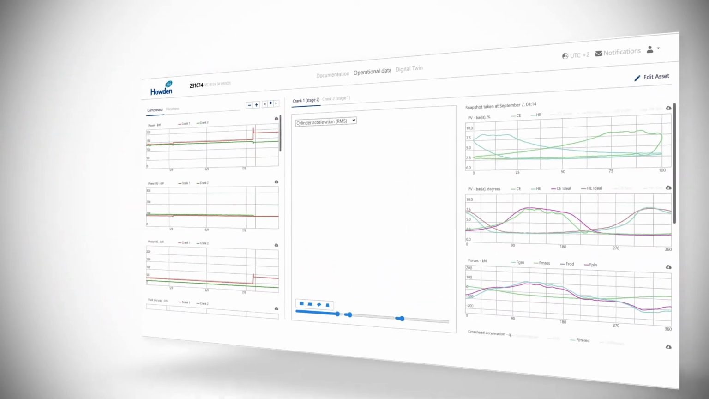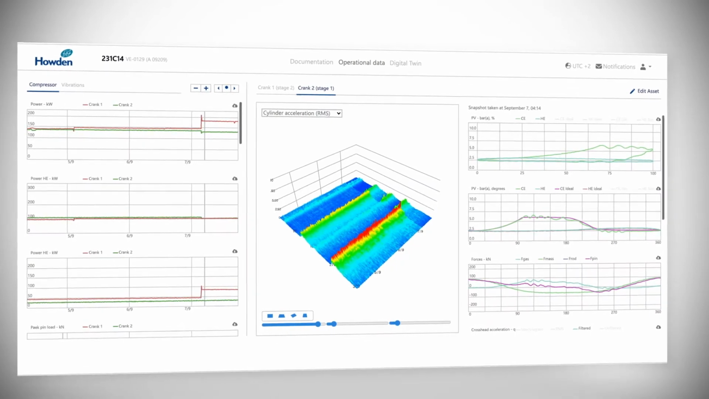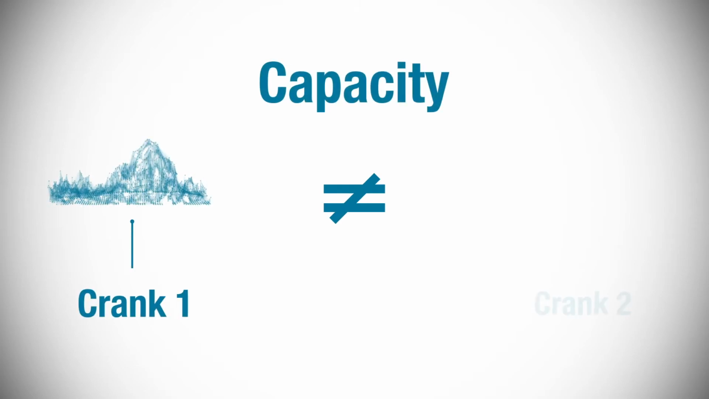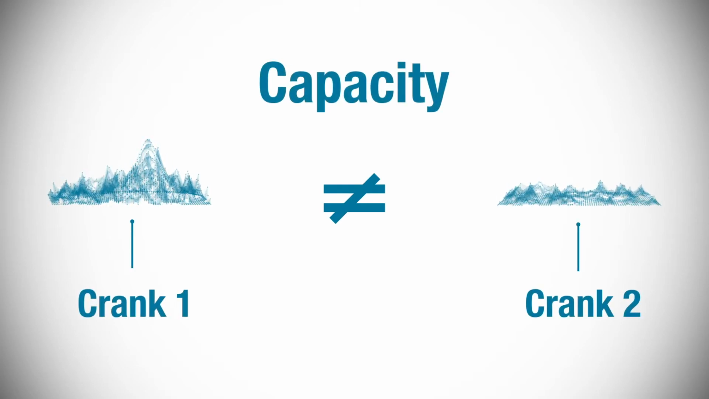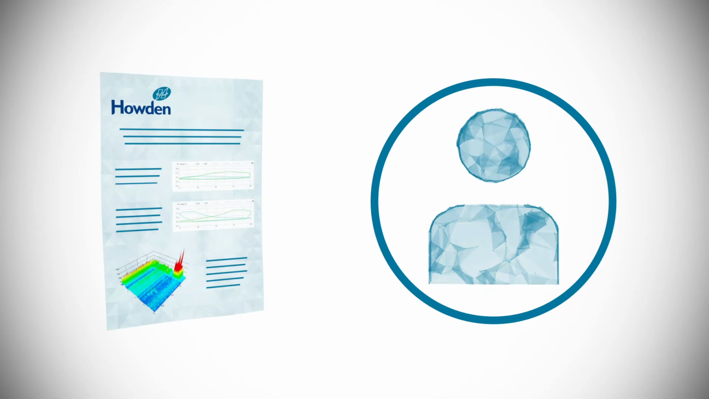Moving back to the PV diagram, looking now at crank 2, it showed that this cylinder was still operating with the head end side unloaded. It was observed that the difference in capacity between crank 1 and crank 2 was the cause of the sudden drop in interstage pressure. These findings were gathered into a report and discussed with the customer.